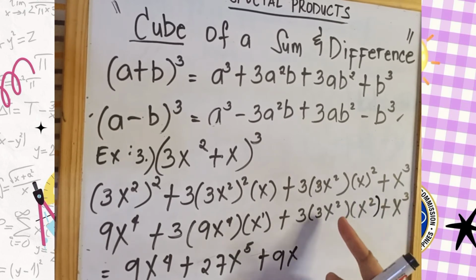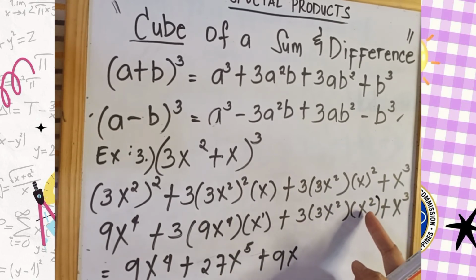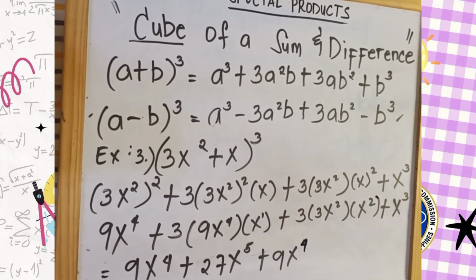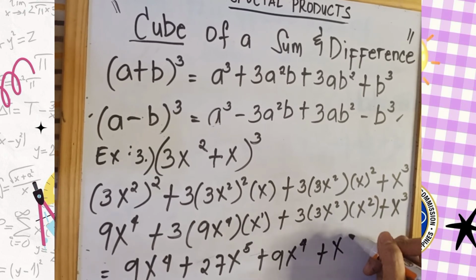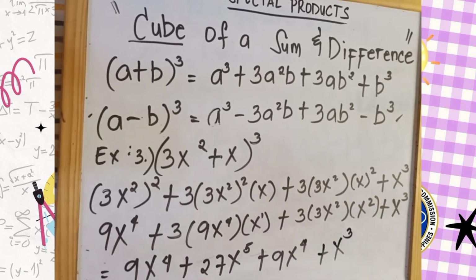Ilan yung exponent natin? So, x squared times x squared, that is x to the 4th. And then, we have our last term, which is x cubed. So, our final answer now is 9x to the 4th. Taas natin yung 4 natin para hindi tayo malito. Ayan. So, 9x to the 4th plus 27x to the 5th plus 9x to the 4th plus x cubed. So, this is now our final answer.